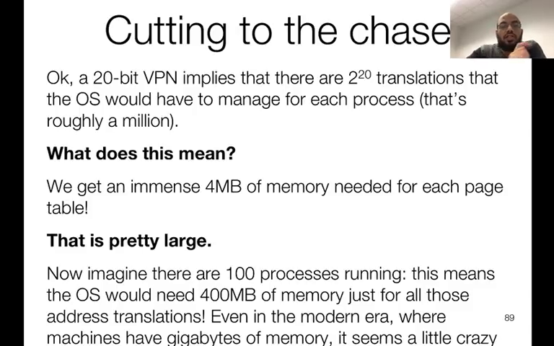Since, as we said, you have page tables per process, for each process you'll have this translation. That means you will have 4 megabytes of memory for each process. And that is pretty large, because if you have 100 processes running, the operating system would need to manage 400 megabytes of memory just for page translations. Even now, with large memories, that's half a gig of memory just to do the page translation.